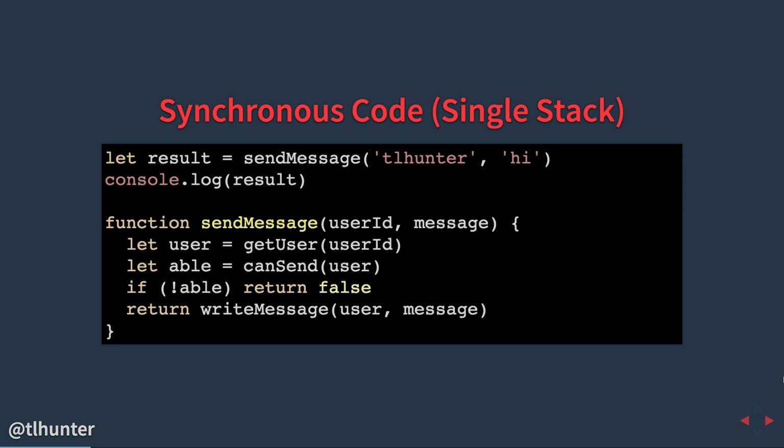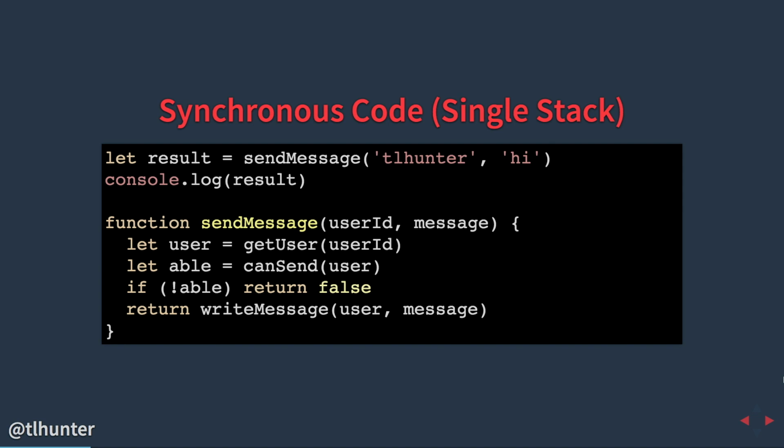Once the getUser operation is complete, we pass the result of that into canSend. The getUser function perhaps looks up the user from some sort of database. The canSend, maybe that makes another database lookup. Maybe it talks to a third-party service. canSend tells us if the user is in fact able to send a message. If they are not able to send the message, we return a false value. The overall sendMessage function returns that false, and then we log that to the screen.